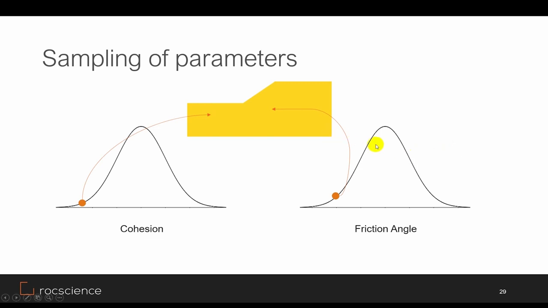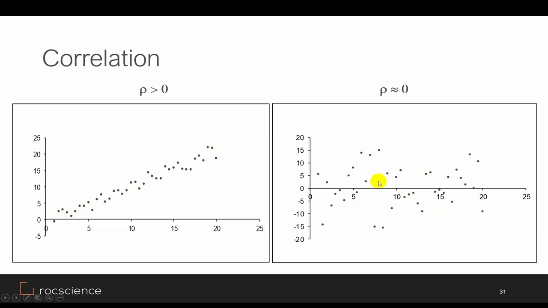We don't want to consider it equally with a simulation such as this one, where low cohesion is paired with high friction angle. So how can we pair our Latin hypercube samples such that low cohesion and high friction angle go into the same simulations? That's where the idea of cross-correlation comes in.